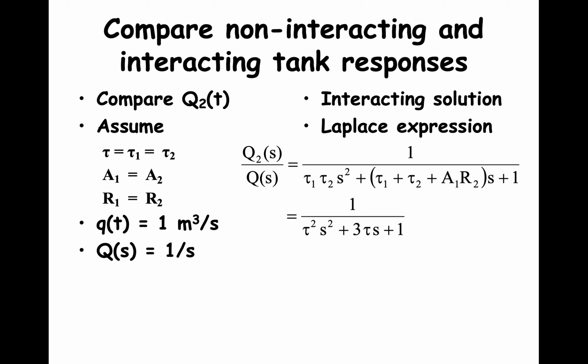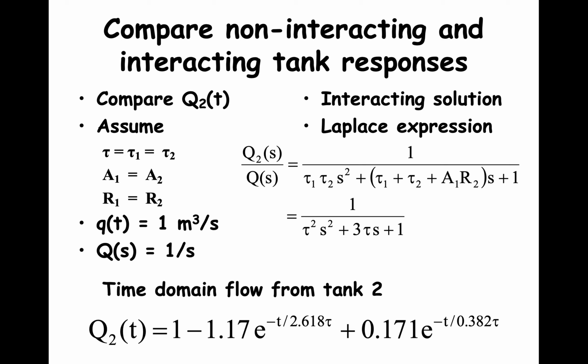Here is the transfer function for the interacting tank problem with the same assumptions. This is the 4th equation on page 11-6 of the course packet. The equation simplifies because the tau values, area, and R values are equal. The course packet shows taking the inverse using the quadratic equation. You can solve it using MATLAB. And the time domain equation is shown at the bottom of this slide.